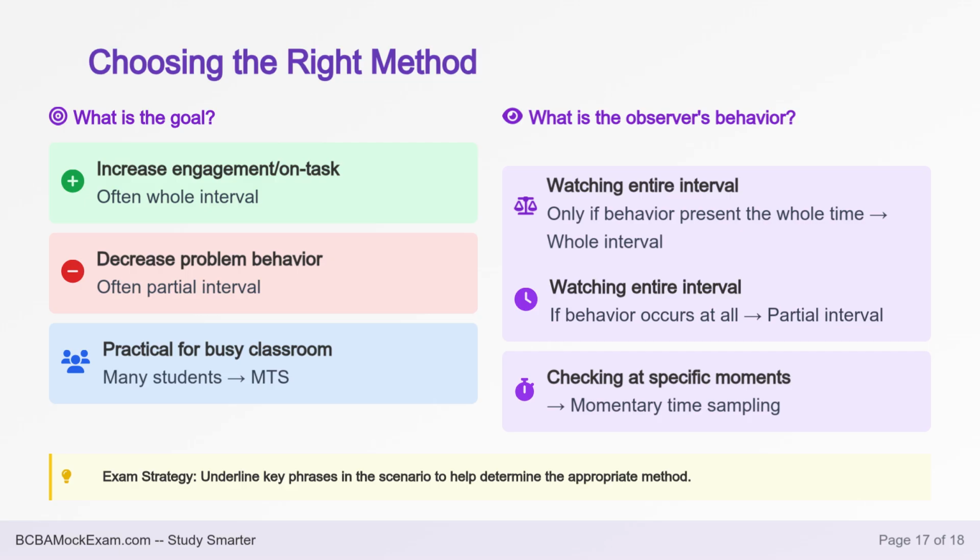Then look at the observer's behavior. If they're watching the entire interval and only scoring yes when behavior is present the whole time, that's whole interval. If they're watching the entire interval and scoring yes when behavior happens at all, that's partial. If they're just checking at specific time points, that's MTS. On the exam, underline key phrases in the scenario to help you match it to the right method.